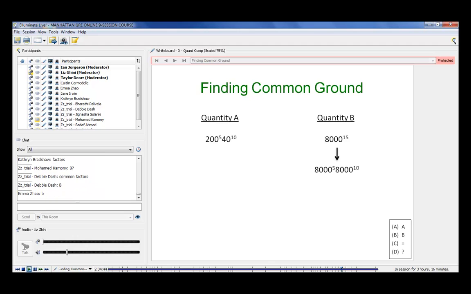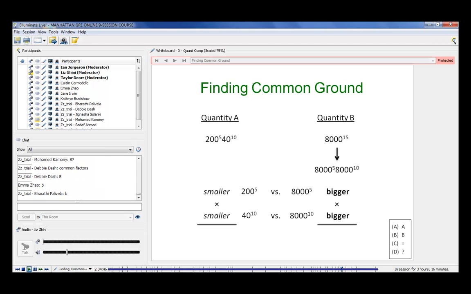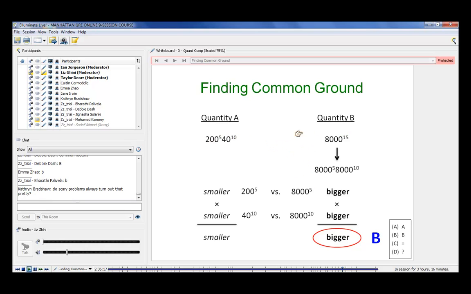Now that we've rewritten it, it becomes pretty obvious that it's B, because we're multiplying the bigger number times the bigger number, 8,000 to the 5th times 8,000 to the 10th, whereas this was only 200 to the 5th times 40 to the 10th. So it has to be that B is bigger. A lot of these problems where it looks like there's horrendous math to do are easily solved if you find common ground. If you see they've got that 15 in common, you think, how can I rewrite this, rather than trying to calculate on the calculator.